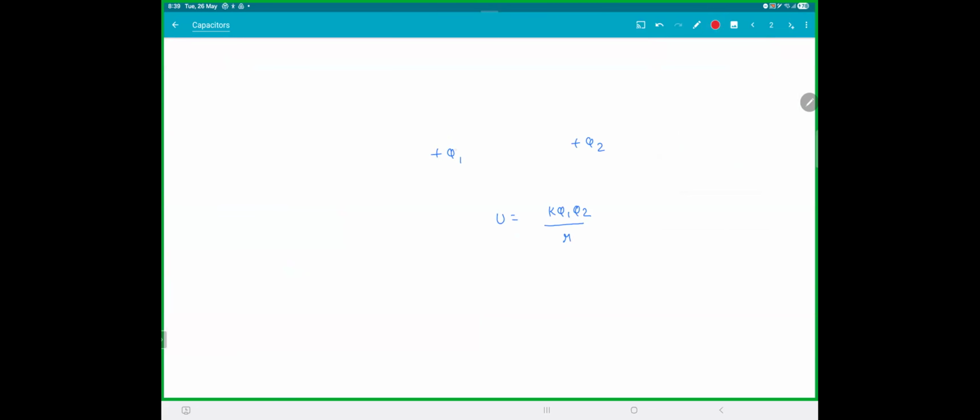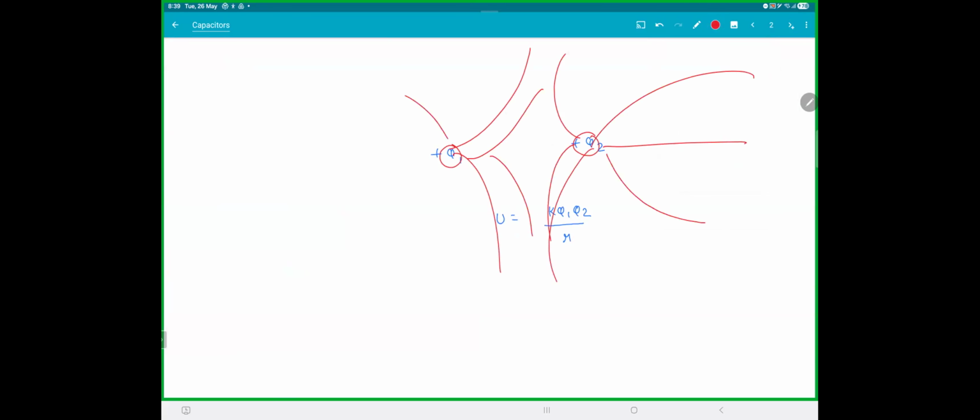Is this energy inside Q1? Is this energy inside Q2? Where is this energy exactly? This energy is not inside the charges. It is in the space, in the form of field lines. So all these field lines which are spread from here to infinity is actually the energy stored.